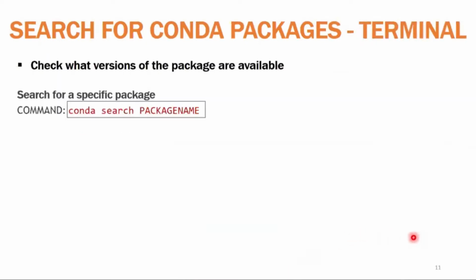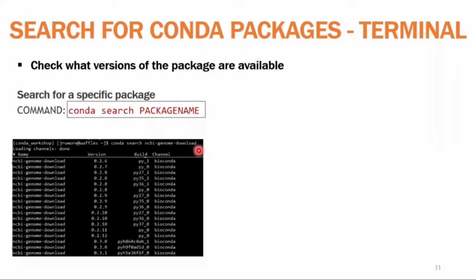Now, an alternative way to search for packages is directly from the terminal using the conda search command followed by your package of interest. This search strategy is extremely useful for displaying all the versions associated with a specific package. So in the example shown in the slide, I want to see all versions that are available for the NCBI genome download package. When you run this command, all available versions will load, as well as 4 columns.